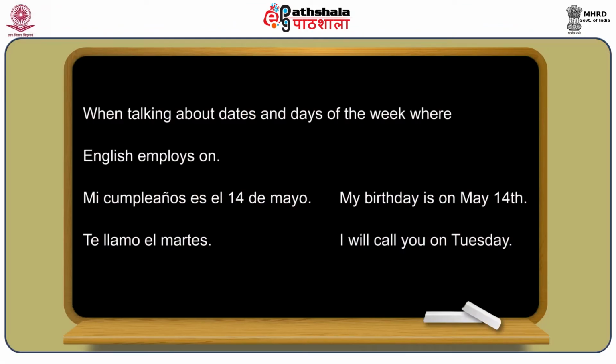It is also used when talking about dates and days of the week, where English employs on. For example, if I say my birthday is on 14th May, in Spanish we say mi cumpleaños es el 14 de mayo. And if I say I'll call you on Tuesday, in Spanish it will be said as te llamo el martes. So this el will be translated as on in English.